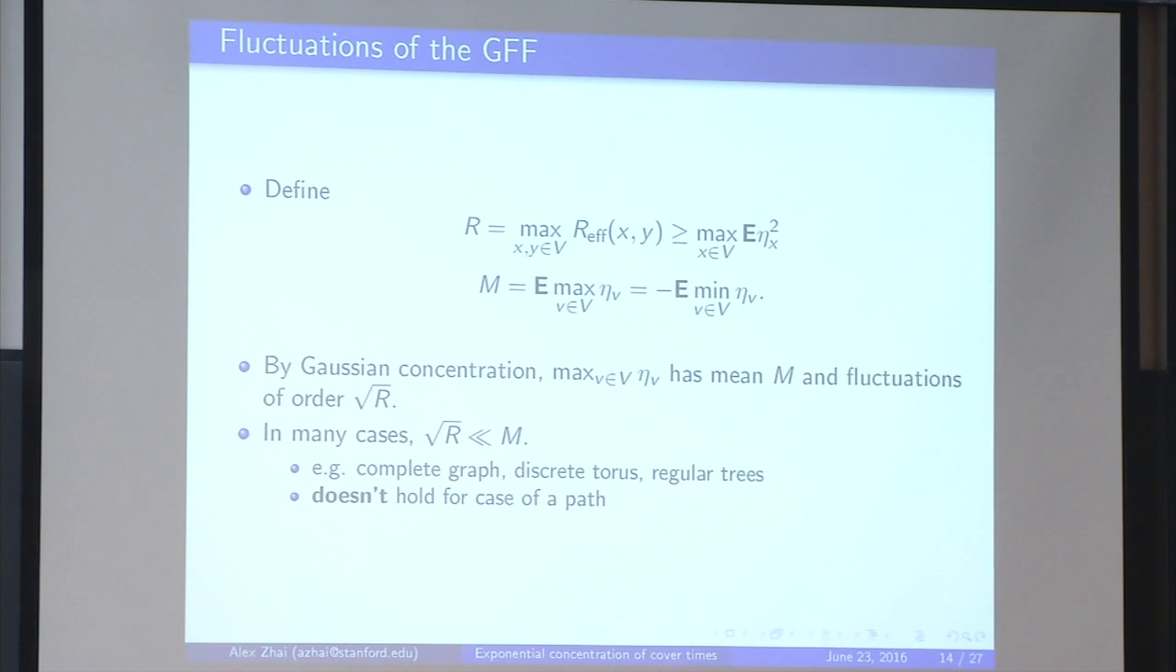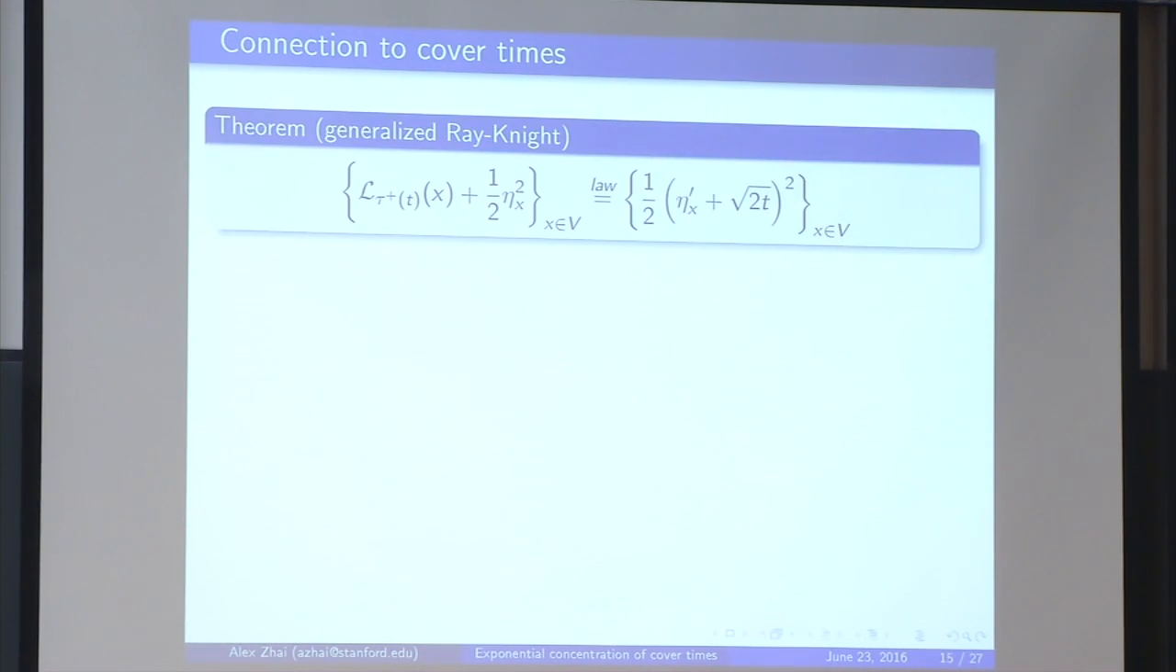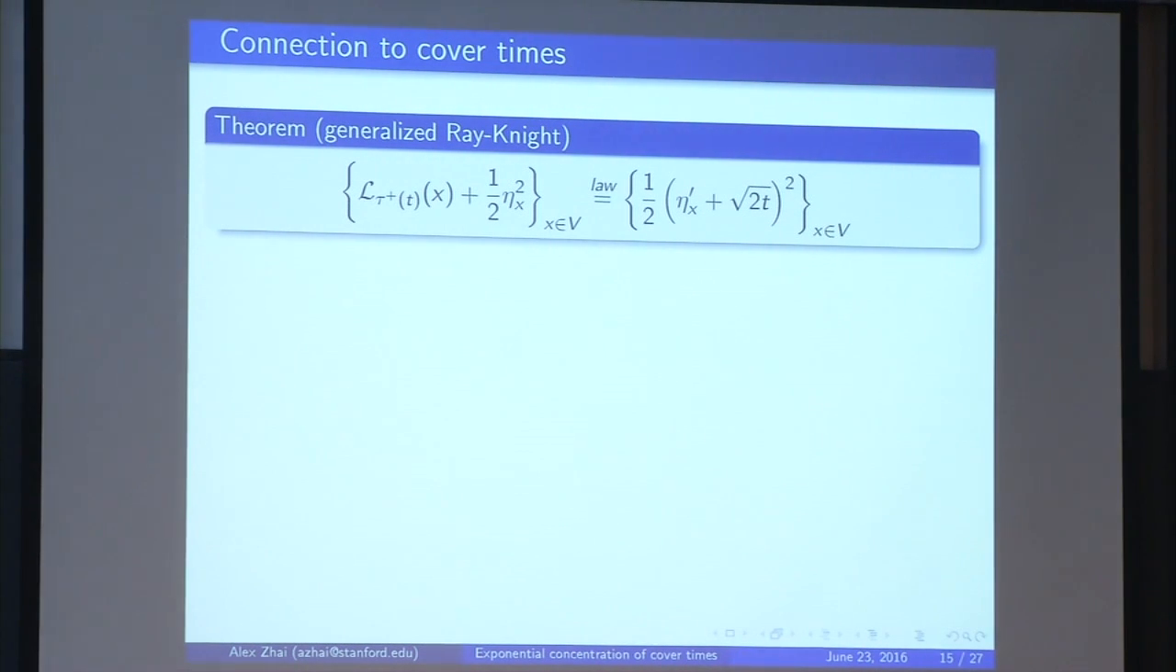I note here that it does not hold for a path, so not all natural graphs will have it, but a good number will. Okay, with those preliminaries, let me give a high-level description of the idea of Ding, Li, and Peres for connecting cover times to Gaussian free fields. I've repeated the Ray-Knight theorem here just for your reference.